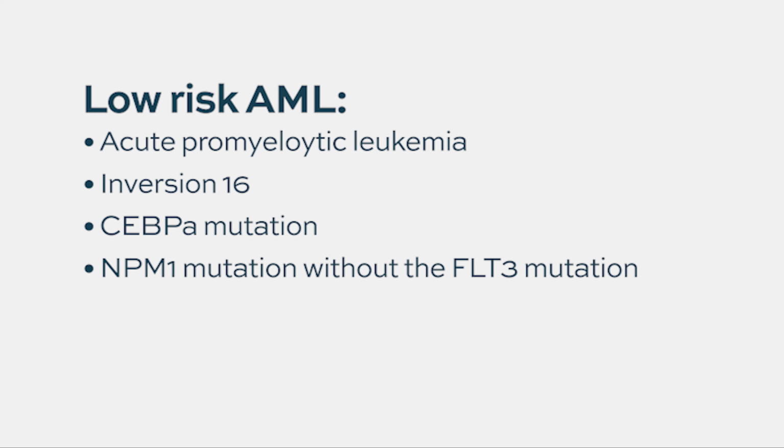And then the last one, which I consider kind of on the border, is a translocation between chromosome 8 and chromosome 21. Outside of those, everything else is either intermediate or high risk. And why I would lump them as simply as that is I'm going to treat intermediate and high risk leukemia the same. It doesn't matter what you have at the very beginning.